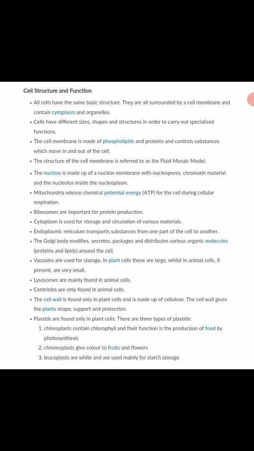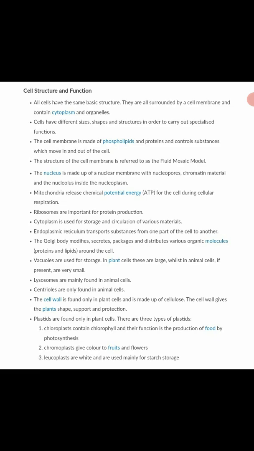Vacuoles are used for storage. In plant cells these are large, while in animal cells, if present, they are very small. Lysosomes are mainly found in animal cells. Centrioles are only found in animal cells. The cell wall is found only in plant cells and is made up of cellulose. The cell wall gives the plant shape, support, and protection. Plastids are found only in plant cells.